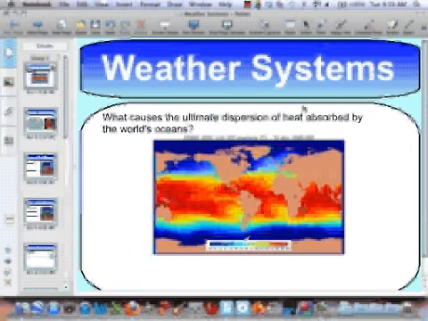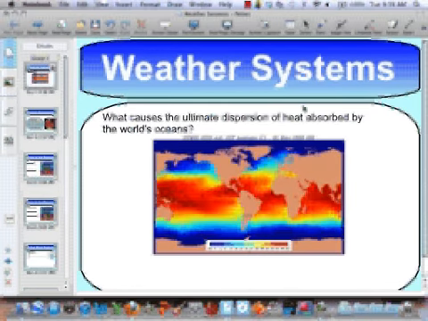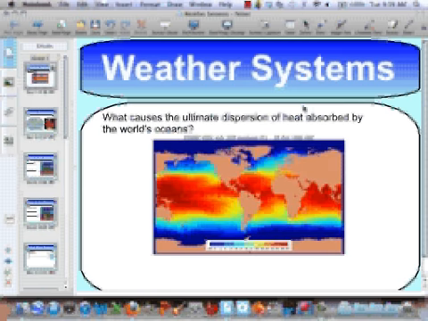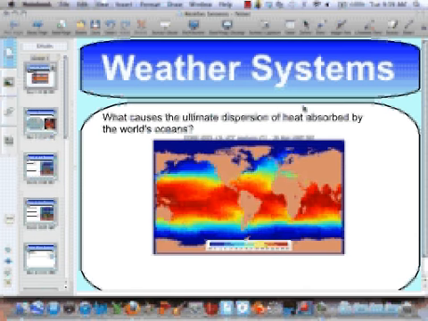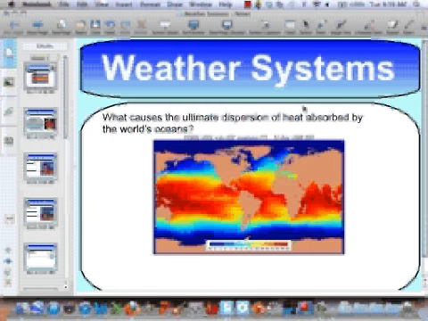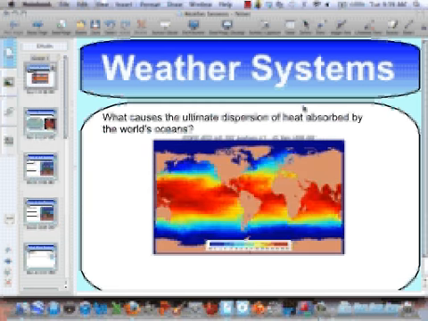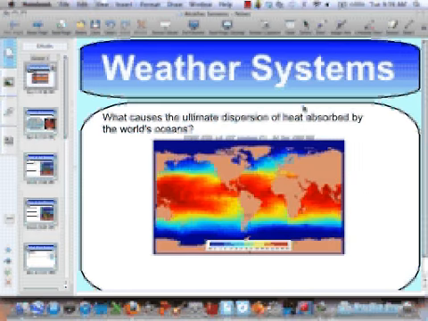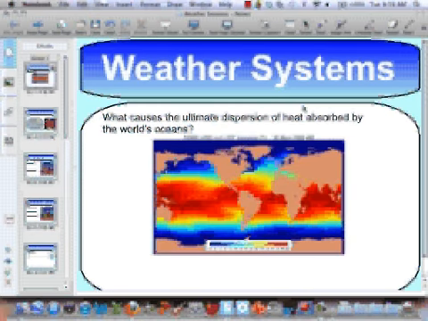First question of the day. We asked you guys a lot of questions today. First one: what causes the ultimate dispersion of heat away from the equator? How do we get heat away from the equator?